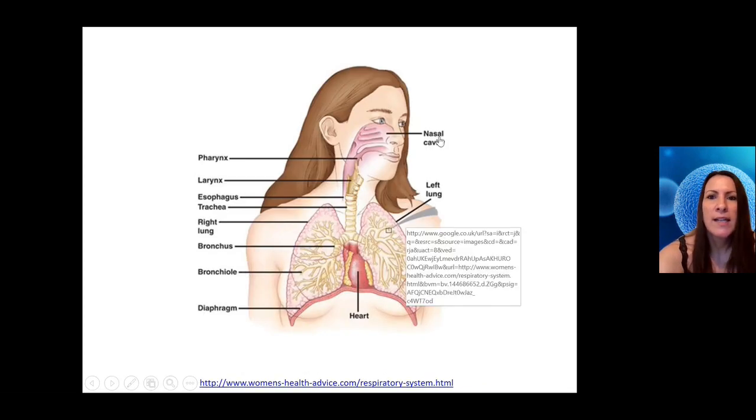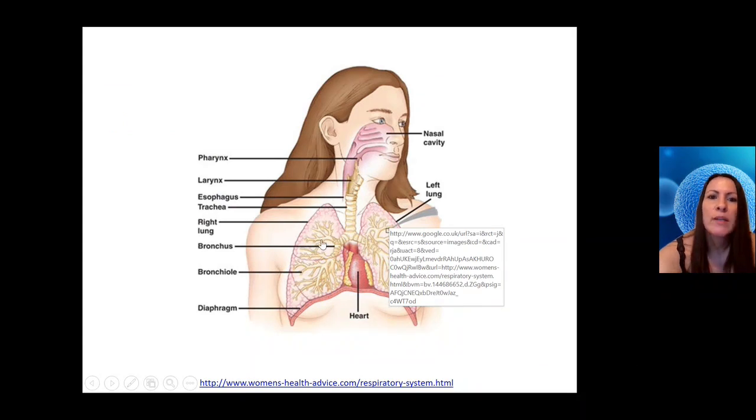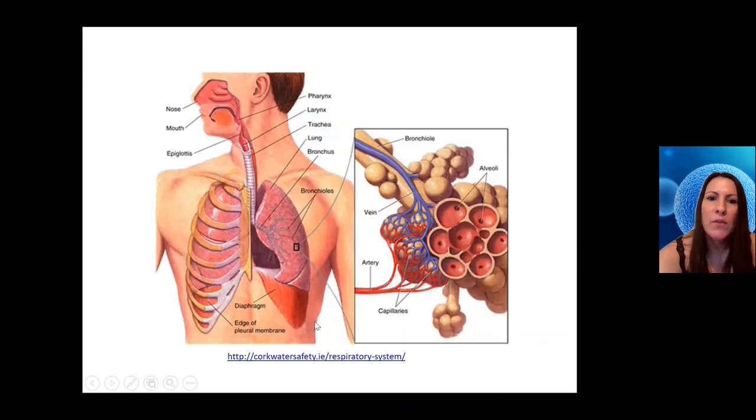Here's a more coloured diagram. So we've got the nasal cavity. We breathe in air from the atmosphere down into the pharynx and larynx, down into the esophagus. We then go down into the bronchioles, into the alveoli, and so forth.